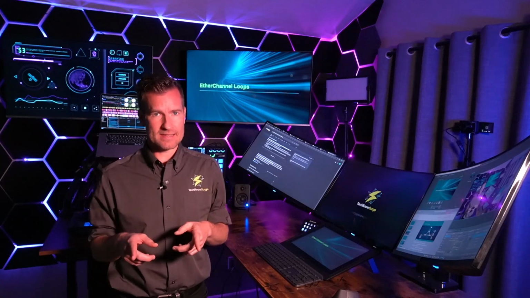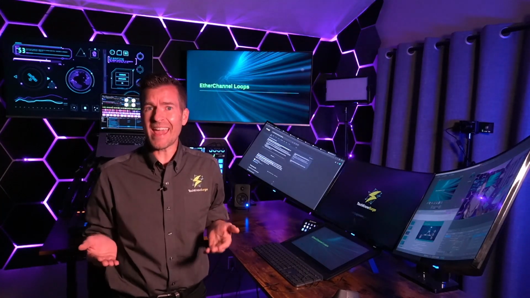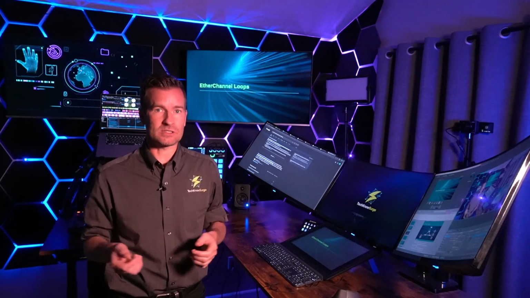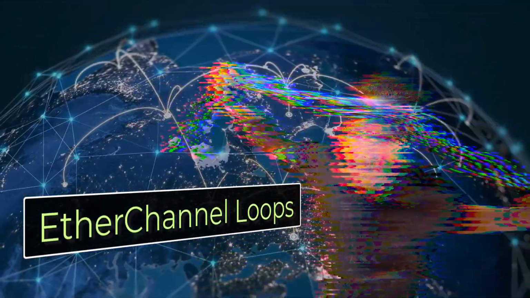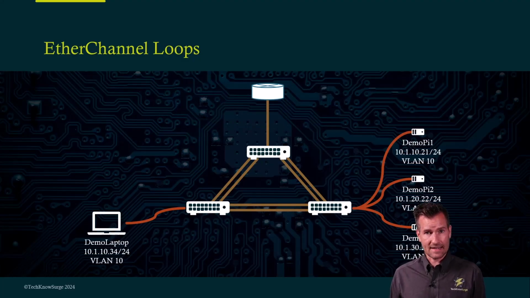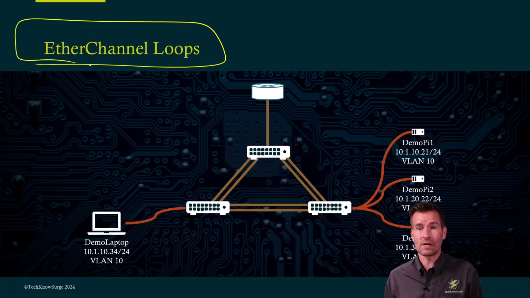Hey, TechnoStuds! One thing to watch out for is if you misconfigure EtherChannels, you can create a loop on your network. So let's take a look at what that loop looks like. Let's take a look at a scenario here where if we misconfigure EtherChannels, we would create a loop.